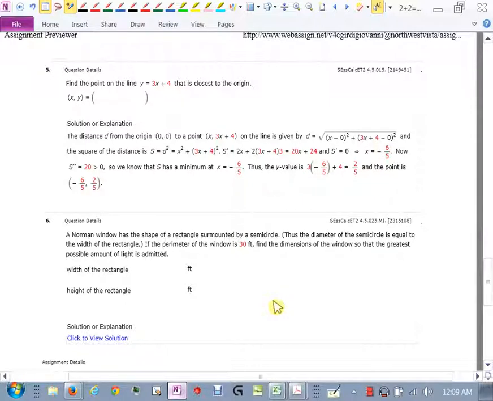Find the point on the line y equals 3x plus 4 that is closest to the origin. You know, I think I'm going to work through their solution here. Let me see. Okay. The distance d from the origin, which is this point, to a point, now let me explain what this point is. Since y is always this coordinate, I can replace the y with that equation.